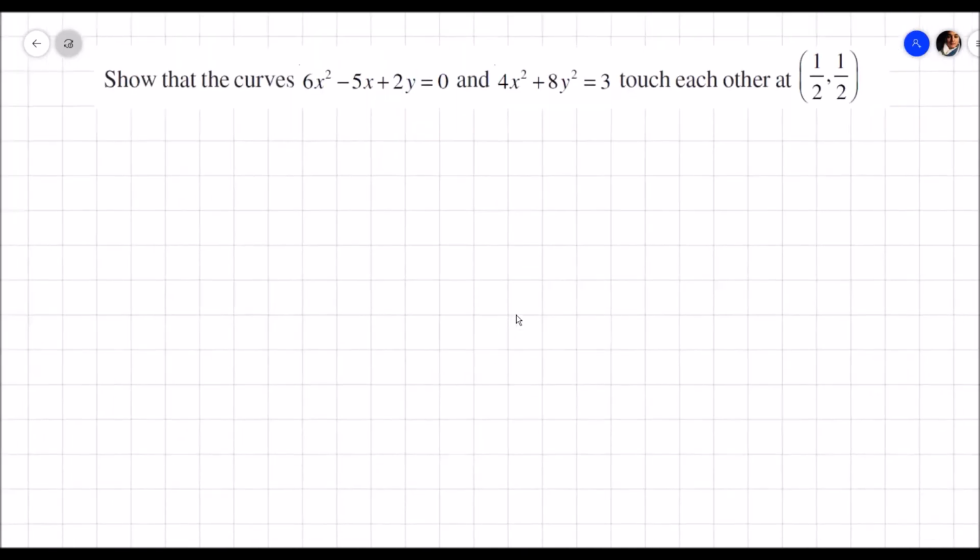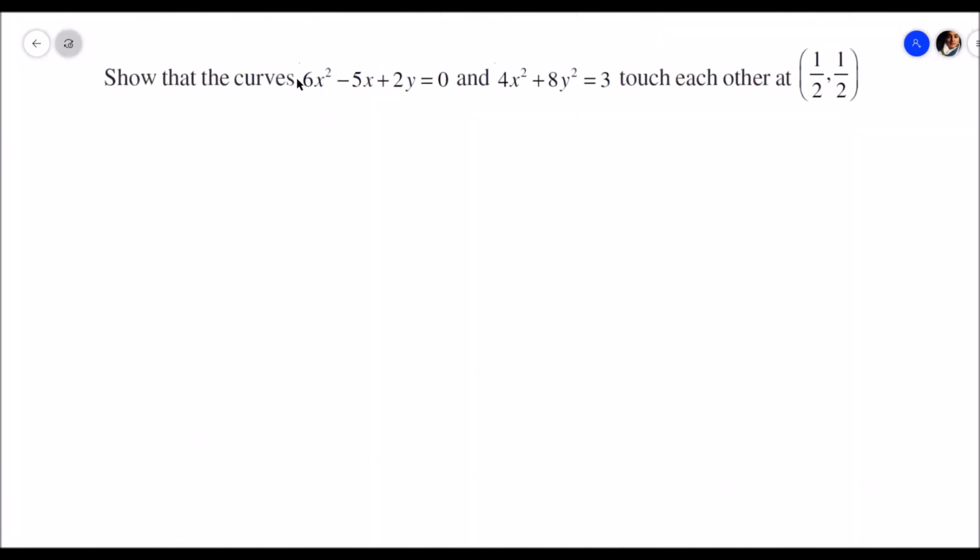All right? Now, show that the curves touch each other at 1 by 2 comma 1 by 2. Touch means they are meeting tangentially like this. If two curves are behaving like this, then we say that they are touching each other. But if two curves are behaving like this, then we say that they are intersecting each other. So this is the case that we are talking about.